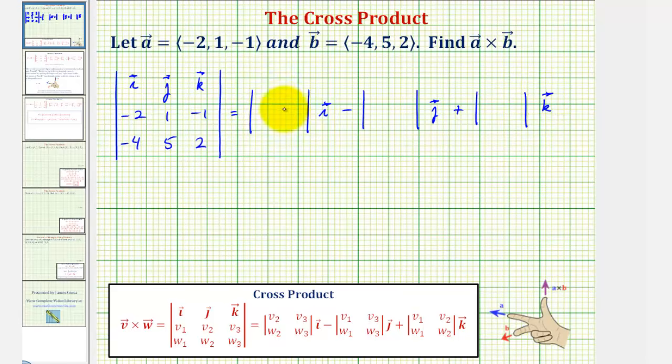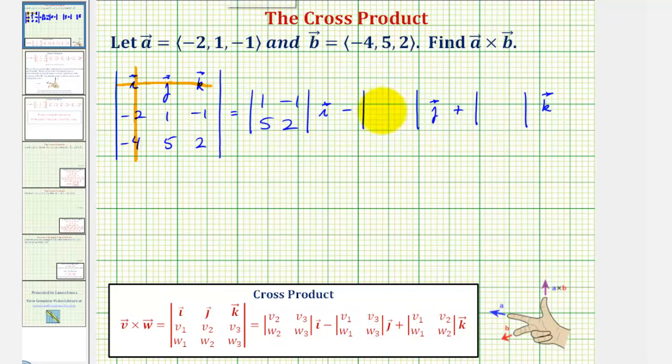So to find the elements of this first 2x2 determinant, we'll eliminate the row and column containing the unit vector i. So we'll eliminate row 1 and column 1. These four elements make up our 2x2 determinant. So we have 1, -1, 5, 2.